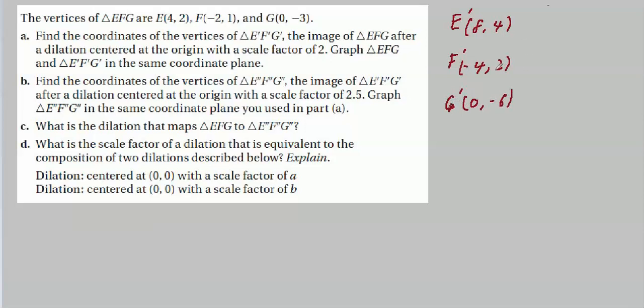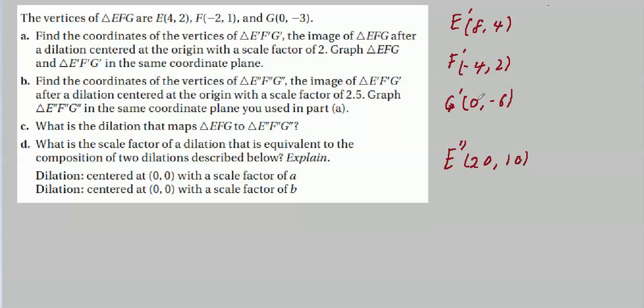Now, what we'd like to find is our next set of coordinates under another dilation, centered about the same point, the origin, with a scale factor of 2.5. Now that's, again, fairly easy, because it's centered at the origin. E double prime: 2.5 times 8 is 20, and 2.5 times 4 is 10.